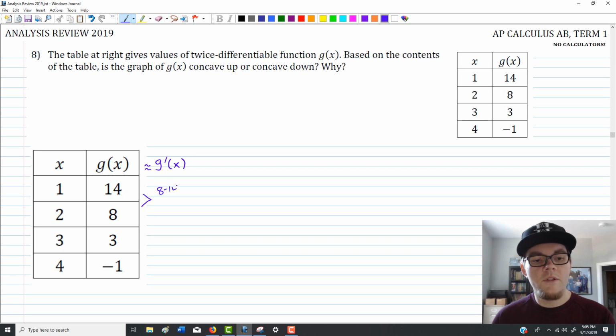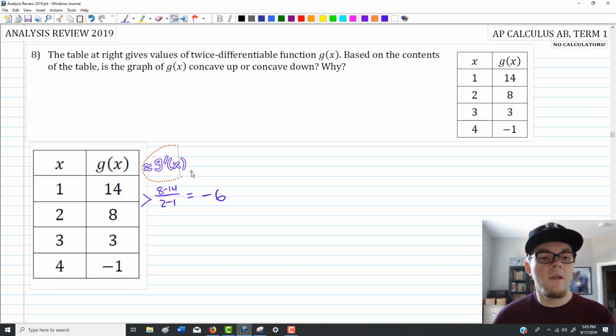That'll be (8 - 14)/(2 - 1), which is equal to -6. And in fact, just for the moment, I'm going to go this way, put it a little bit further over. So there's my first one. My second one, following the same process.